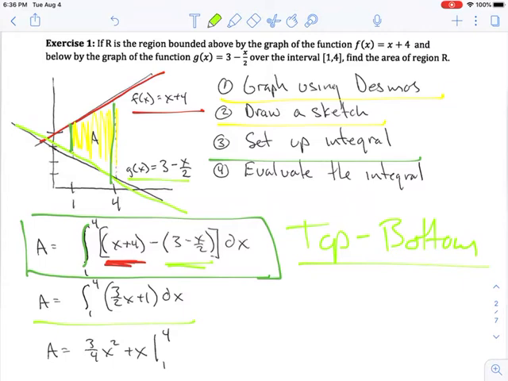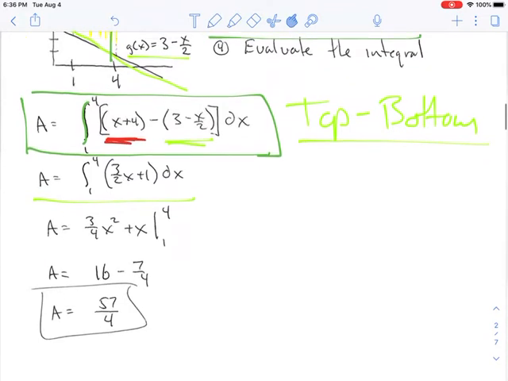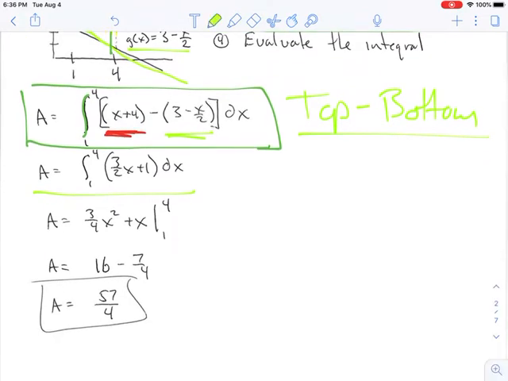All right, then simplifying that a little bit, we end up with the integral from 1 to 4 of 3/2 x plus 1. And then it's just a matter of integrating it from there. And so nothing tricky about this integration. 3/2 x becomes 3/2 x squared divided by 2, or 3/4 x squared. And the integral of 1 is x. We are evaluating that from 1 to 4. We end up with the area equal to 57/4.